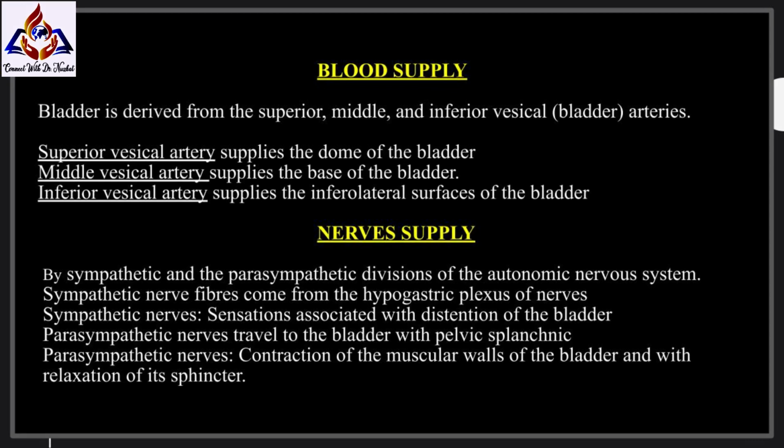Blood supply of the bladder is derived from the superior, middle and inferior vesical arteries. The superior vesical arteries supply the part of the bladder which is the dome of the bladder, and one of its branches in males gives off the artery to the ductus deferens, a part of the passageway for sperm. The middle vesical artery supplies the base of the bladder.